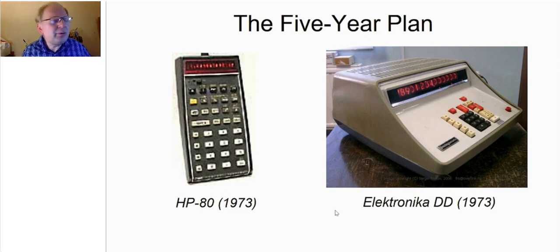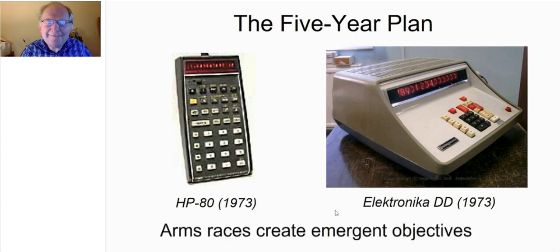And how do you make things cheaper? Well, we make it smaller so you use less materials, okay? And so HP was also slowly making it smaller and smaller and smaller until at some point they realized, oh my God, it's so small, we can actually put it in our pocket and it could be a pocket calculator, right? And so that's basically kind of an emergent objective that got created just because of the arms race.